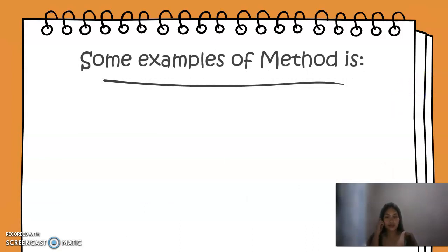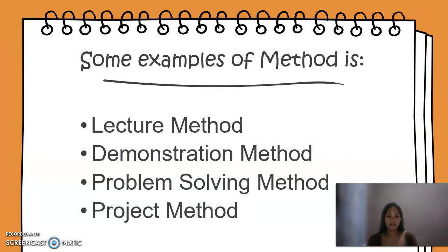And some examples of method are the lecture method, demonstration method, problem solving method, and project method. The lecture method is based on the philosophy of idealism. The demonstration method is used to communicate an idea with the aid of visuals, posters, or PowerPoint. The problem-solving method teaches within a specific context. And in the project method, the teacher facilitates a collaborative approach in which students acquire and apply knowledge and skills.